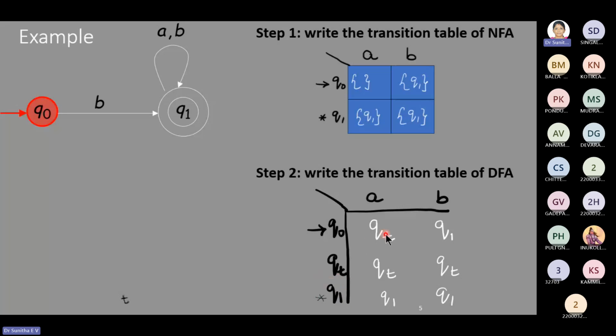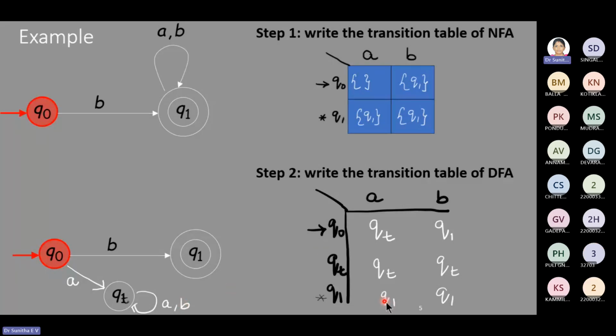So now we are going to write the transitions for the DFA. Start with Q0. On A, it will move to the state QT. Then on B, it will move to the state Q1, which is a final state. Then for QT, on both A and B, it will take the self loop because it will remain in QT itself. And for Q1, on both A and B, it will remain in Q1 itself.